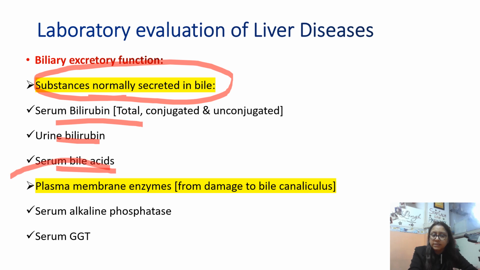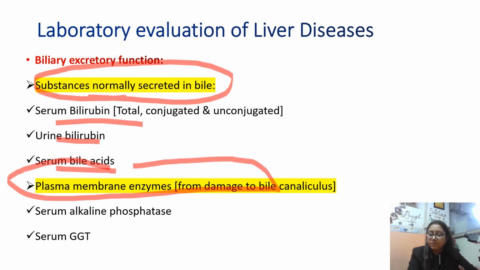Now plasma membrane enzymes which are because of damage to the bile canaliculus. So वो हम देखते हैं serum alkaline phosphatase और serum gamma glutamyl transpeptidase, so GGT. So these all are the enzymes which we see. Till now we saw hepatocyte integrity के enzymes AST, ALT and LDH. Then we came to biliary excretory function. इसमें जो substance normally excrete हो रहे हो या substance जो plasma membrane enzyme के damage से आ रहे हो. So all those we have to consider.